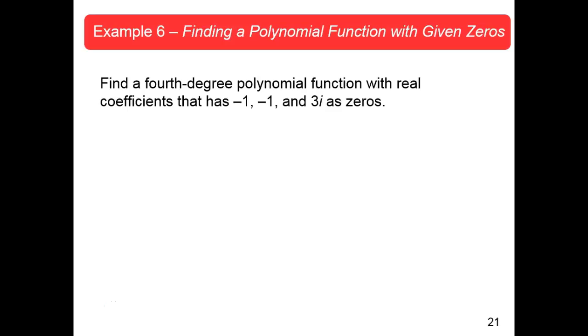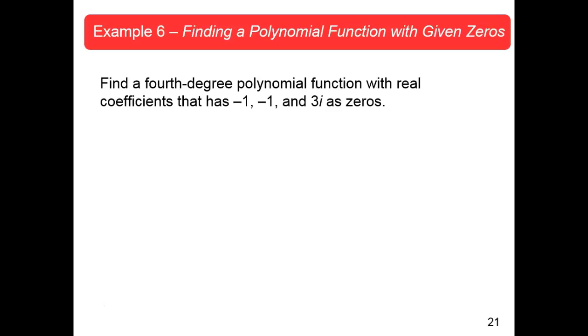And we will go through this, even though it has an i as a solution. Find a fourth degree polynomial function with real coefficients that has negative 1, that's a repeated 0, and 3i as zeros. But it's a fourth degree polynomial. How many complex zeros must it have?